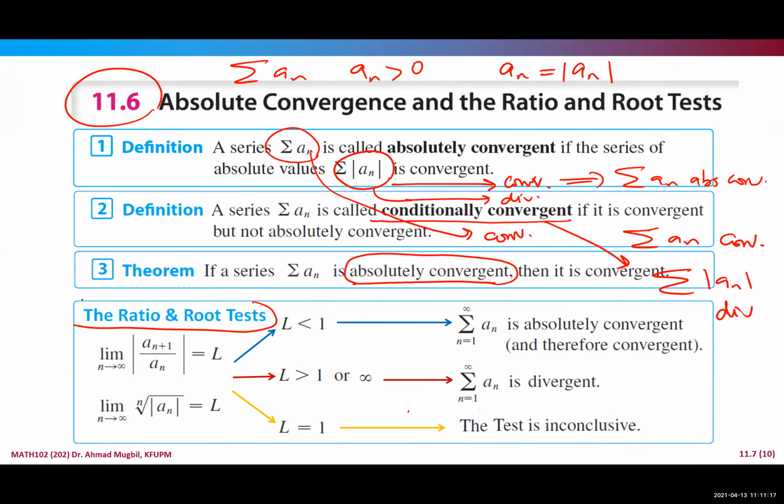The most important test to decide about the absolute convergence is the ratio and the root test. In the ratio test, just find the limit of the absolute value of an plus 1 over an. And in the root test, find the limit of the nth root of the absolute value of the nth term. If the limit is L, if L is less than 1, greater than or equal to 0, then it is absolutely convergent and therefore convergent. If the limit is greater than 1 or infinity, it is divergent. If the limit is 1, the test fails, no conclusion.